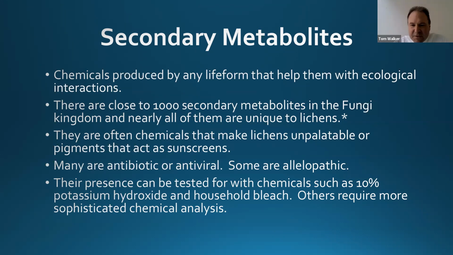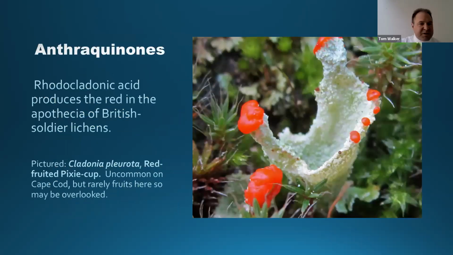Anyways, there are chemicals that make lichens unpalatable to predators, or they may act as sunscreens. Some are antibiotic or antiviral, and some are allelopathic, which means they prevent growth of nearby plants or mosses. Their presence can be tested for with chemicals such as 10% potassium hydroxide or household bleach. And there are other more sophisticated methods as well. So just some examples. This is red-fruited pixie cup, and the red that you see here in this species and the British soldiers is produced by a substance called rhodocladonic acid.